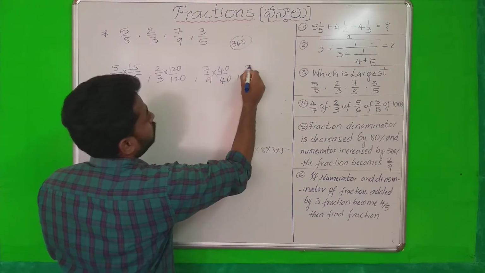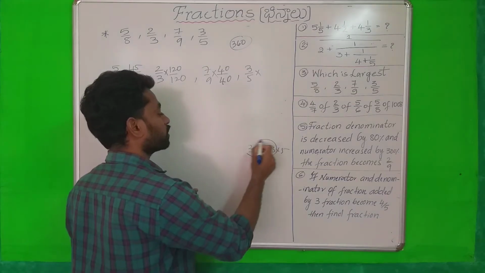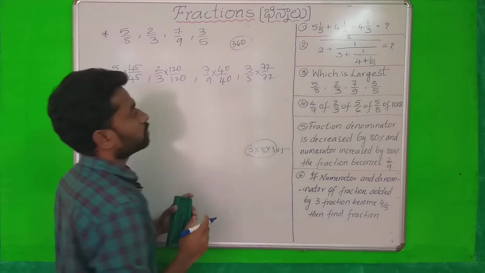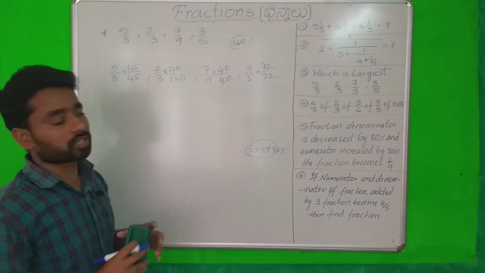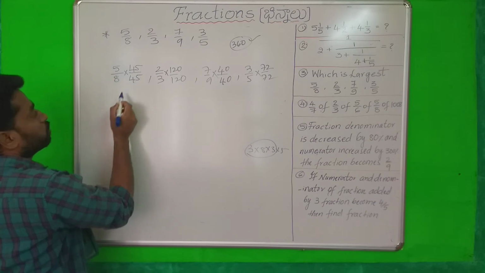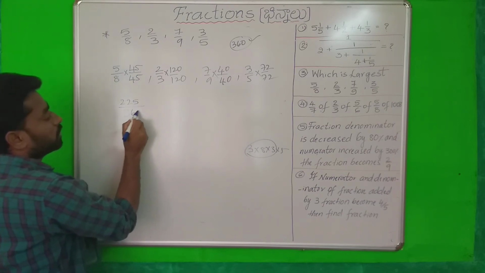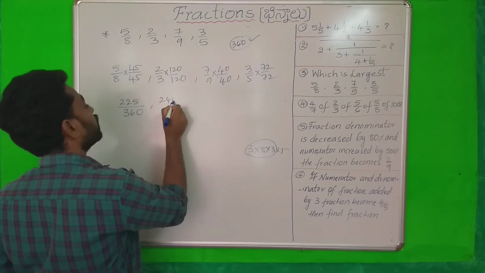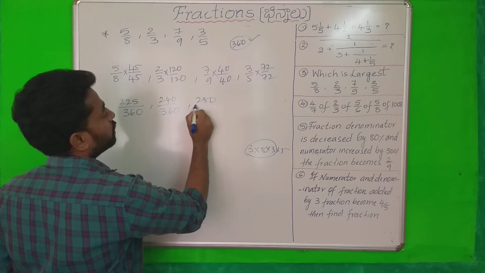Next, 3 by 5. 5 how many times? Except 5, you multiply the remaining: 3 3s are 9, 9 8s are 72. So this is the process. We are converting the denominators to the same, converting into 360. So 5 45s are 225, so 225 by 360, blindly we can write because we have taken it correctly. So 240 by 360 and 280 by 360.